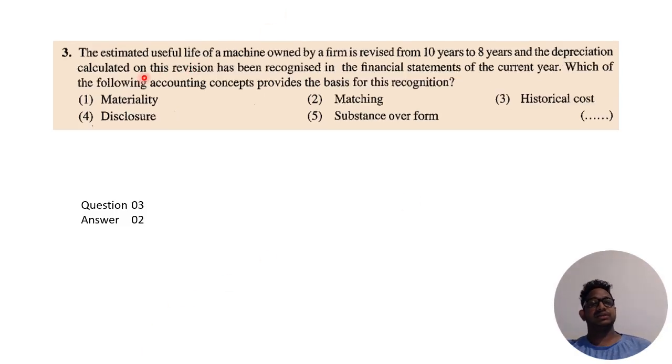Third one: the estimated useful life of a machine owned by a firm is revised from 10 years to 8 years, and the depreciation calculated on this revision has been recognized in the financial statements. So the depreciation is an expense. When you are identifying the depreciation as an expense according to your year's income, the concept that is based on that is the matching concept. So the correct answer should be number 2, matching concept.